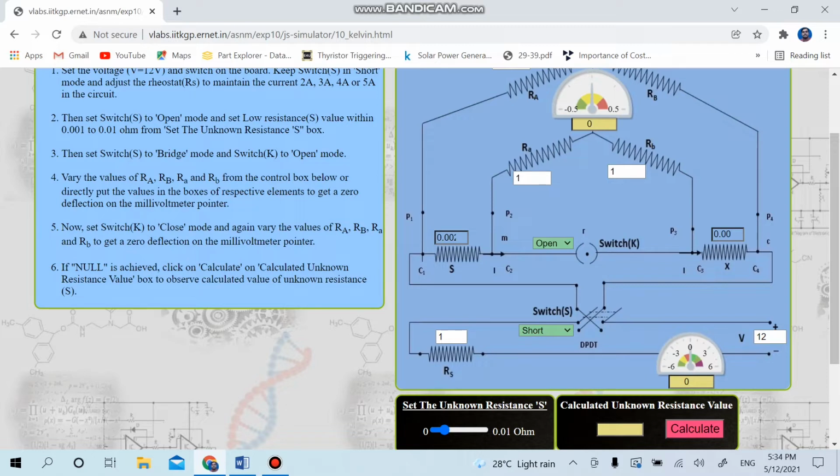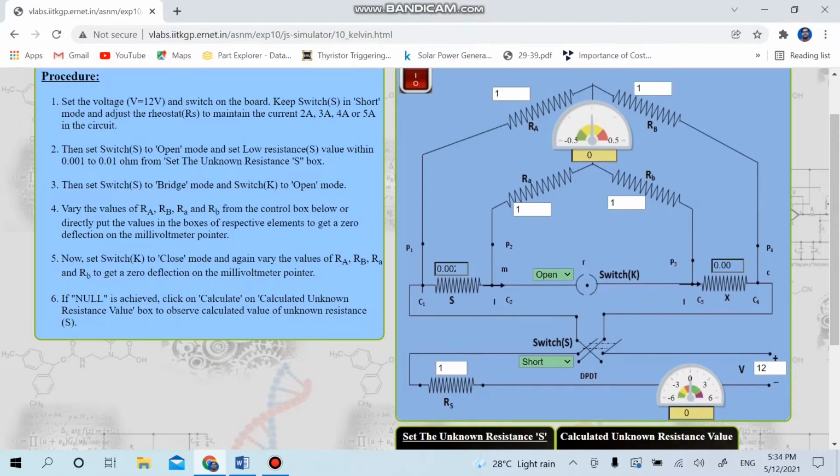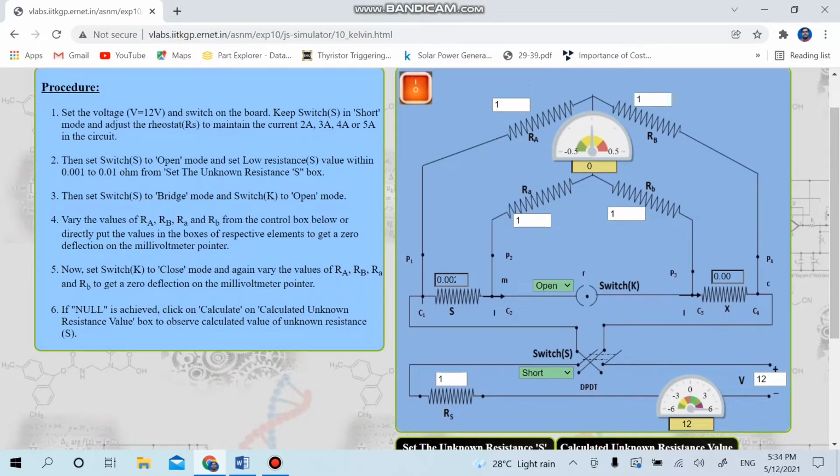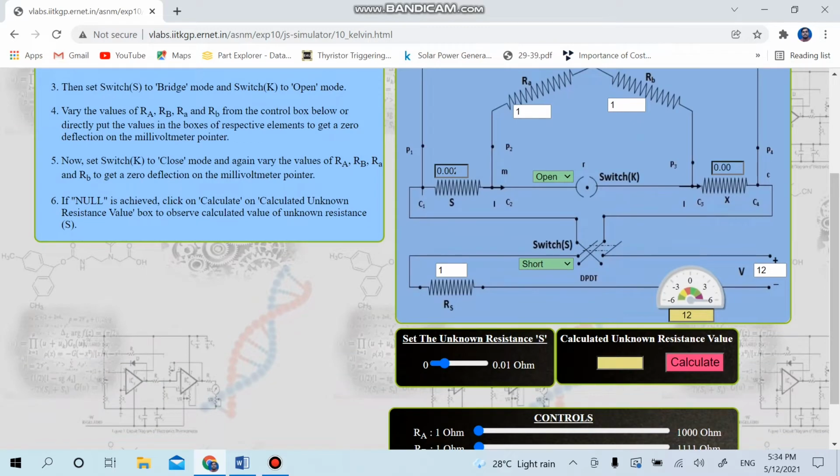Today I'm going to explain activity 2 for lab 5, part 1. For the first step, we set the voltage to 12 volt and switch on the board. The switch on button is here, so we press it. Make sure the switch is in short mode. For our case, we need 2 ampere, so we adjust the RS until we get 2 ampere. When RS is 6, we get the value of 2 ampere.